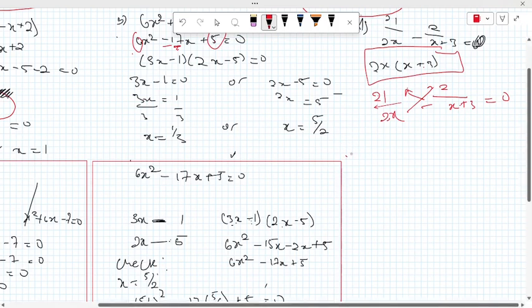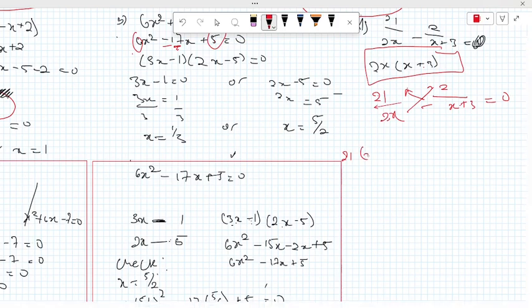Digital note taking. So it's going to be 21 times x plus 3, and then multiply by 2x over 2x minus 2 times x plus 3 over 2x times x plus 3, which is equal to 0.